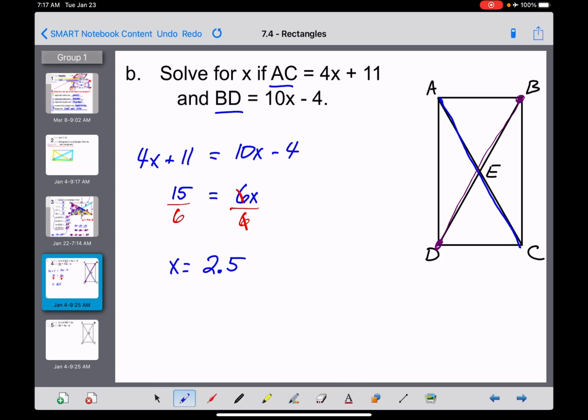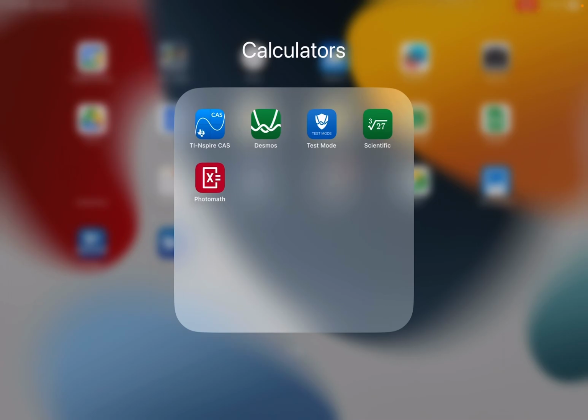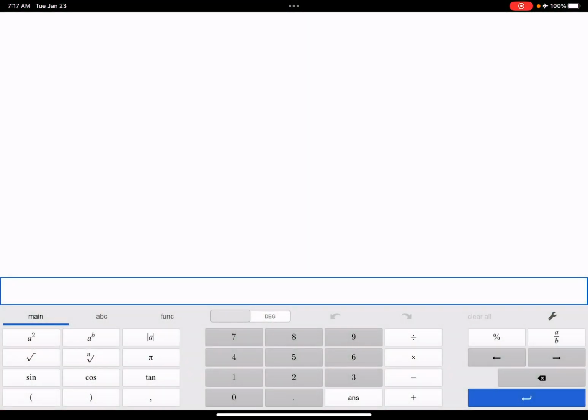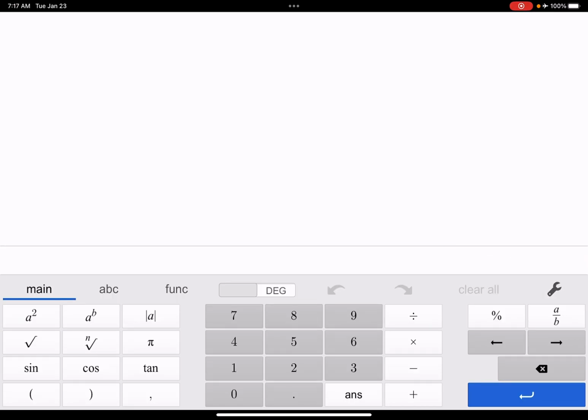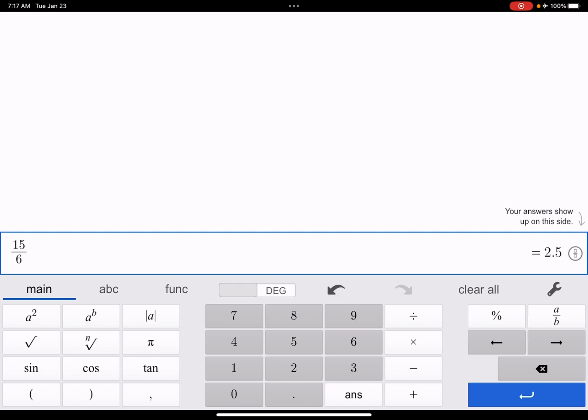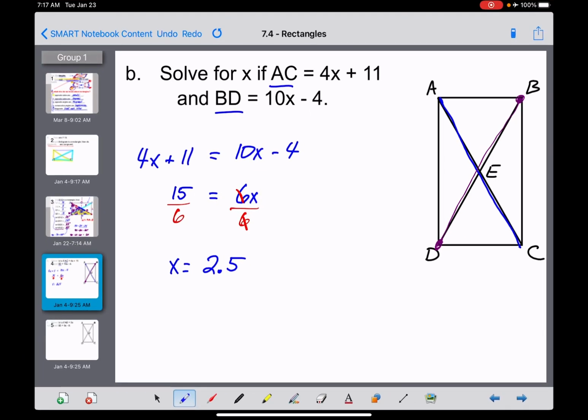Now, the directions here were just solve for x. So it looks like I probably have this one done, but why don't we try just checking to make sure that we got that one right. I'm just going to go with this calculator right here. And let's see what we got here, guys. I'm going to make that a little bit easier to see. So one more time, we just did 15 divided by 6 and got 2.5. And now I want to use that 2.5 to make sure that these two segments here have the same length. So the first expression we have is 4x plus 11.